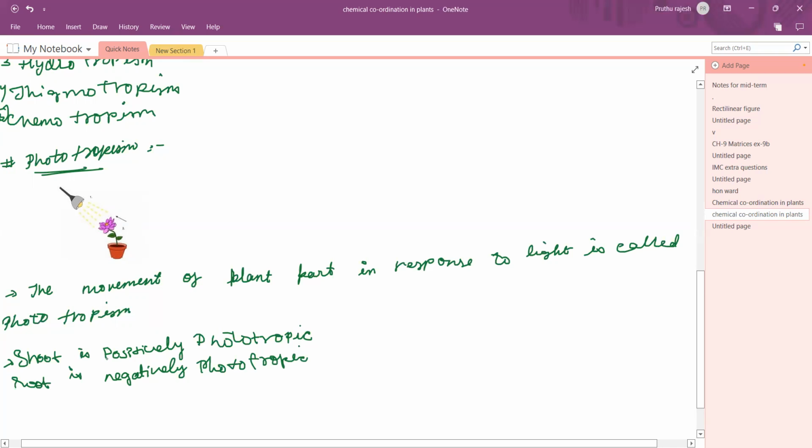Shoot is positively phototropic and root is negatively phototropic. So, shoot is positively phototropic means that shoot is growing in the direction of light, and root is growing away from the direction of light and away from the stimulus, here light. And one point to mention, auxins play an important role in phototropism. This can be asked as a question in FA2 or boards or even pre-boards also.